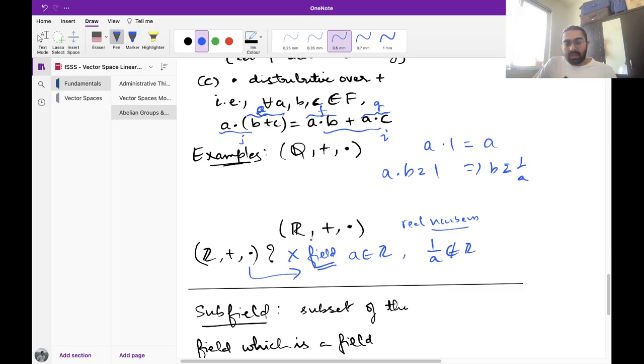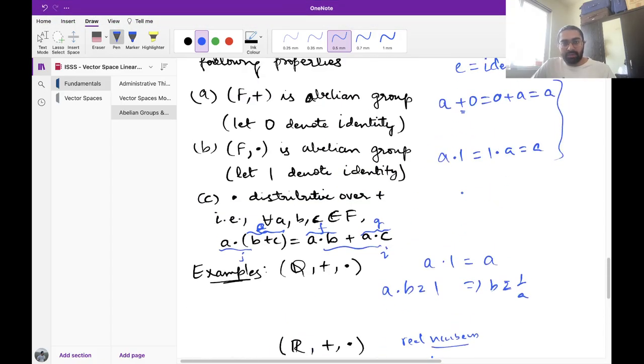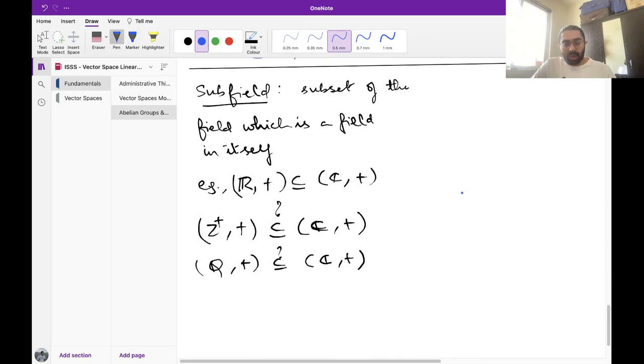Okay, clear. Anyway, that's this one, and we'll discuss a bit more in the next class with the homework. I just want to cover this part. So what is a subfield? Let's say I take a subset of a field which is a field in itself.